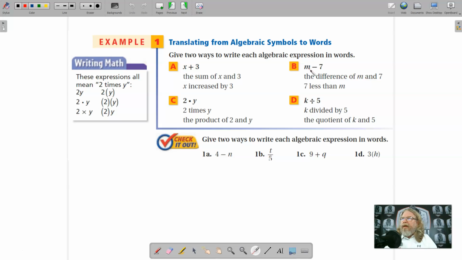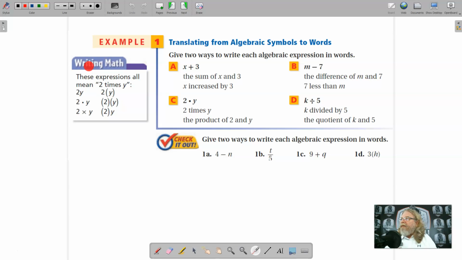Over here on Example B, we have this algebraic expression. We could use the words the difference of m and 7, or we could say 7 less than m, or the most obvious one would be m minus 7. For C, we have 2 dot y. We recognize this as 2 times y, or we could say the product of 2 and y. We could say 2 multiplied by y. Any of those would work. And then finally, for Example D, for this algebraic expression here, we could say k divided by 5, or the quotient of k and 5.